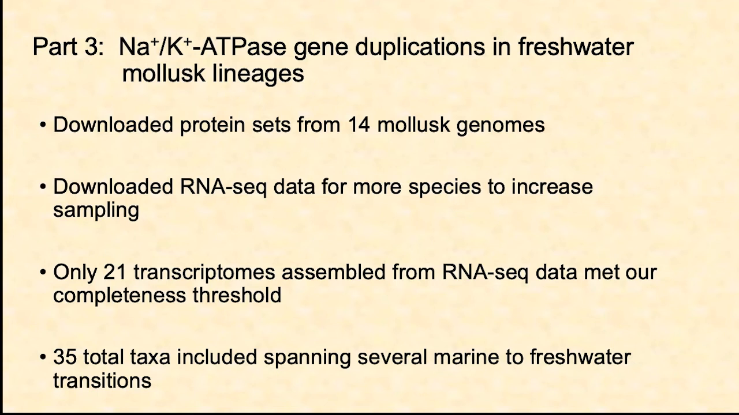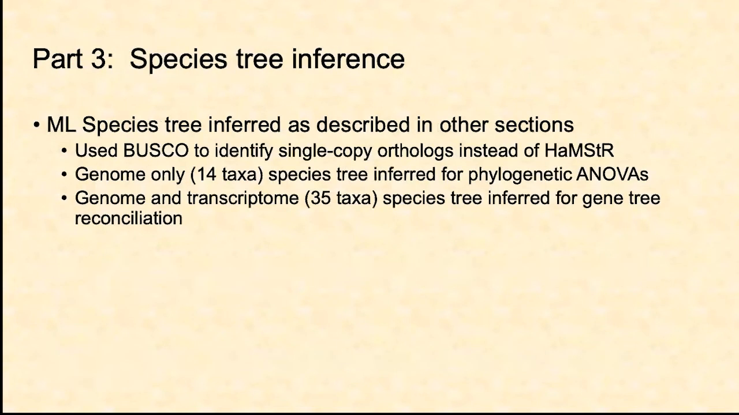I think I lowered my completeness threshold to 40% just so I could, you know, get up to 21 of them. But that did give me 35 total taxa spanning several marine to freshwater transitions. So species tree was inferred similar to how I said it before. This time I used Busco instead of hamster.